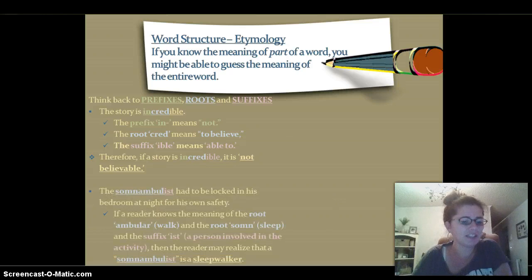The somnambulist, there's a cool word for you, had to be locked in his bedroom at night for his own safety. If a reader knows the meaning of the root ambular, which means to walk, and the root somn, S-O-M-N, which means sleep, and the suffix ist, a person involved in the activity, then the reader may realize that a somnambulist is a sleepwalker. And there you have it.